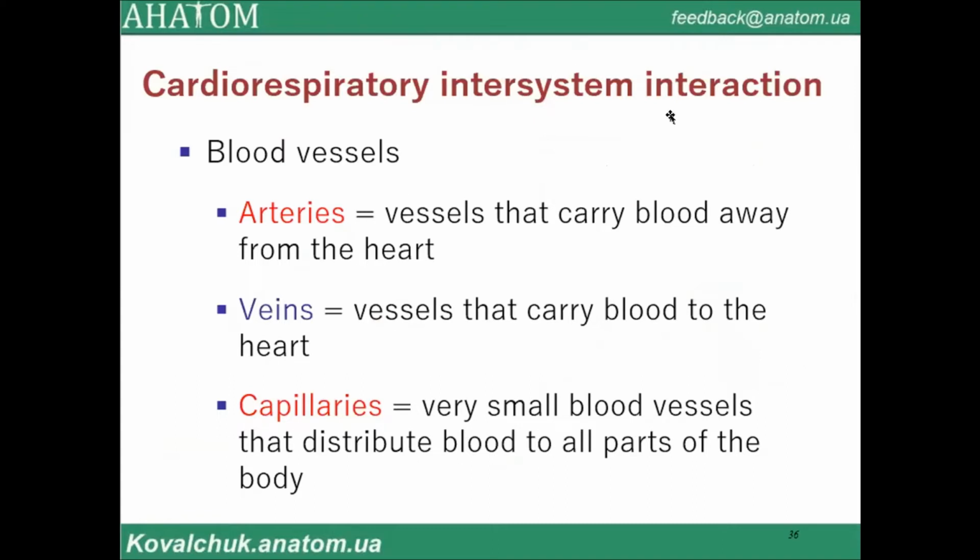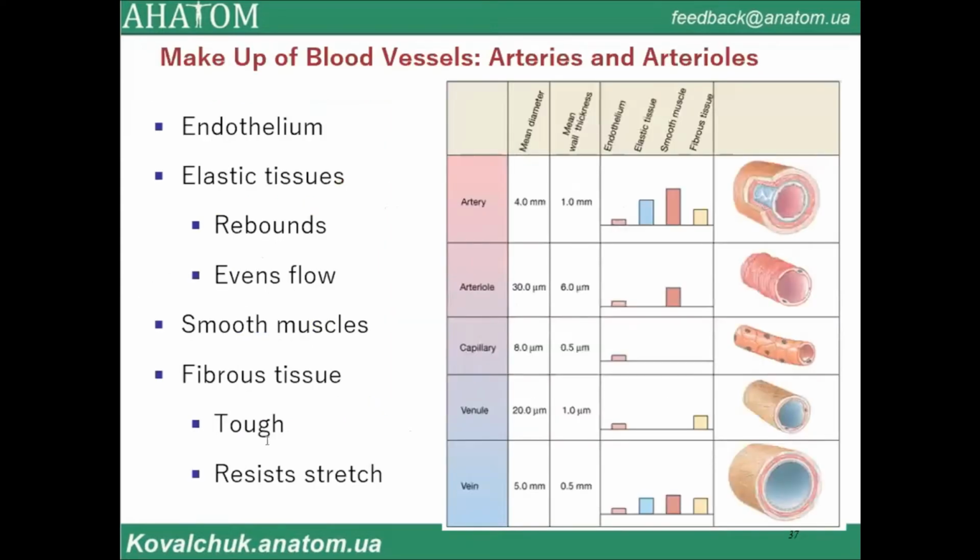Cardiorespiratory intersystem interaction. What does it mean? It is when some systems connect with another system. Blood vessels: arteries are vessels that carry blood away from the heart, veins are vessels that carry blood to the heart, and capillaries are very small blood vessels that distribute blood to all parts of the body. The makeup of blood vessels, arteries and arterioles: endothelium, elastic tissue, smooth muscle, and fibrous tissue are present in these vessels, and the differences in size you looked at here.